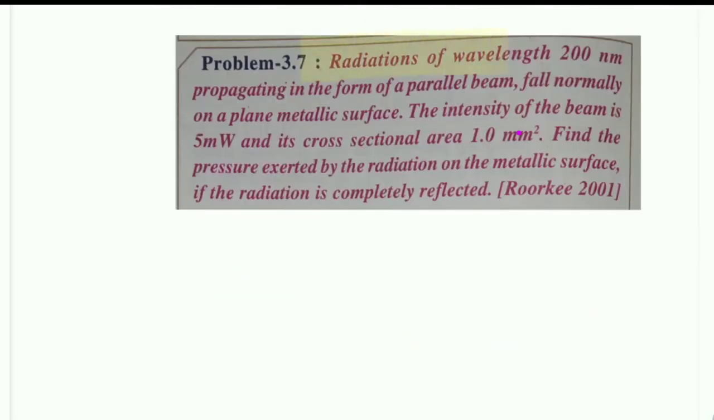Radiation of wavelength 200 nanometers propagating in the form of a parallel beam falls normally on a metal surface. The power of the beam is 5 milliwatts and its cross-sectional area is 0.1 millimeter square. Find the pressure exerted by the radiation on the metallic surface if the radiation is completely reflected.